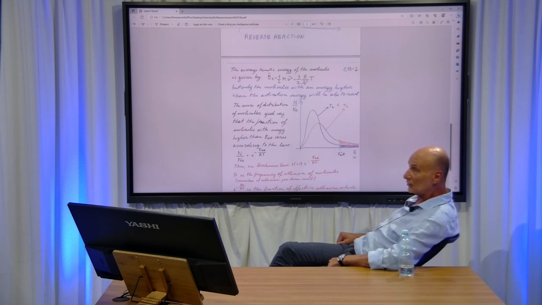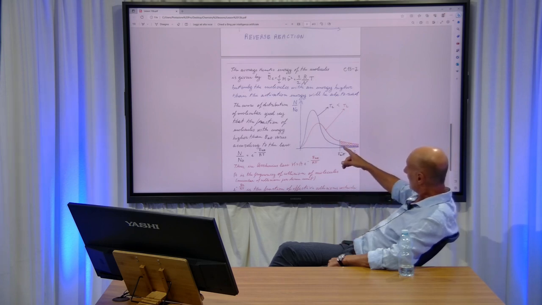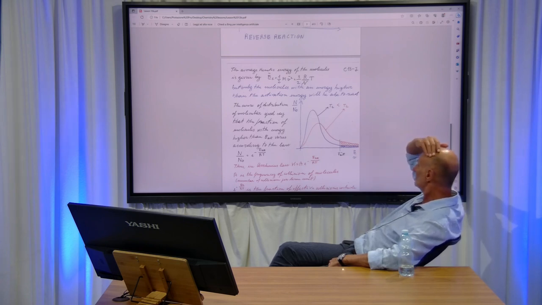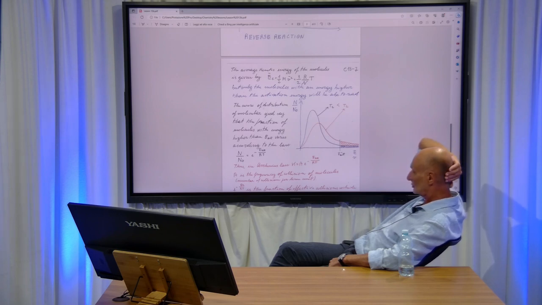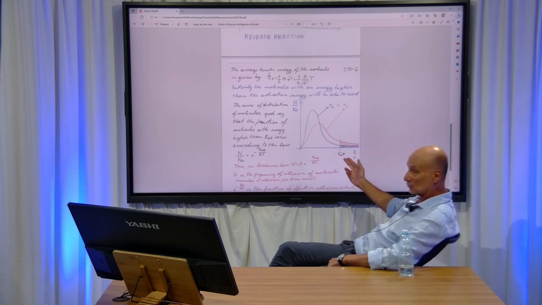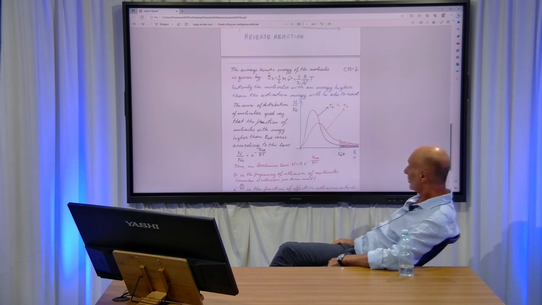each other into two molecules of hydroiodic acid. The area beneath this curve of distribution of molecular speed for values higher than this activation energy tells us the fraction of molecules which exhibit a value of the speed, and so of the kinetic energy, which is higher than this fixed value, which is the activation energy.